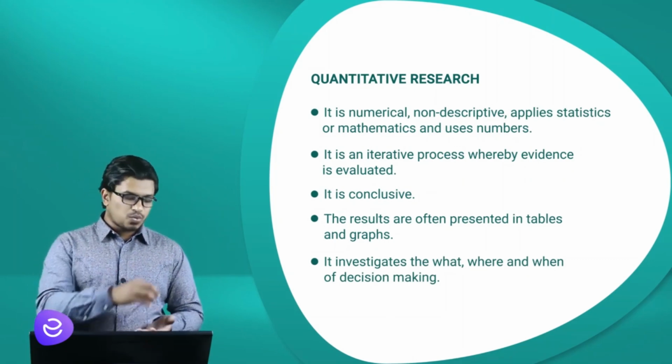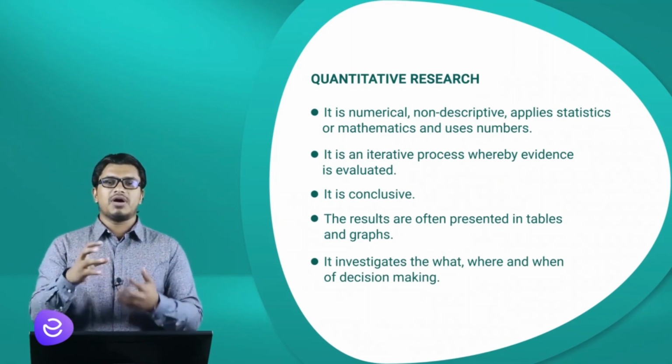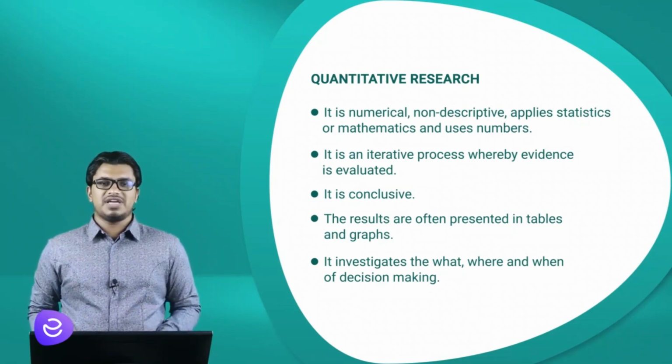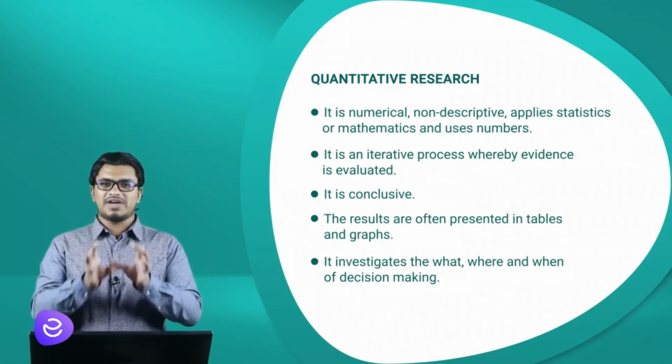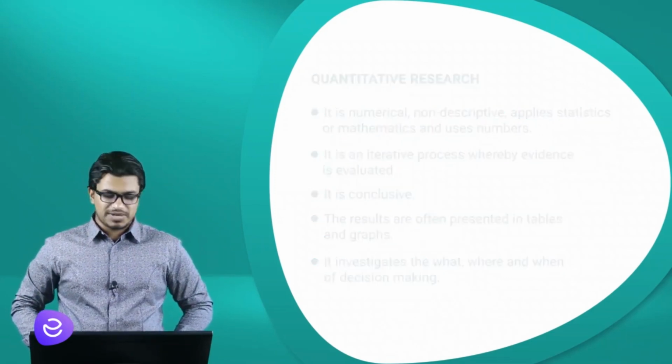So we can know what decision we have to take, when we have to take it, and where we have to take it, because the results that we get, the proofs that we get, the answers that we get are fairly quantitative and very exact. So that is quantitative research methods.